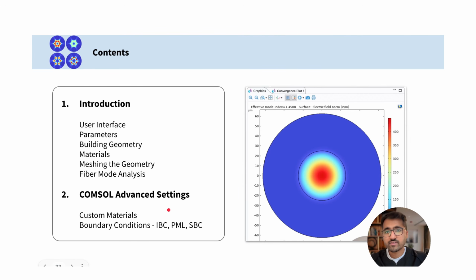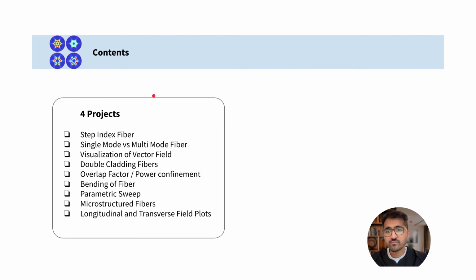And in the second section, we talk about some advanced settings such as building custom materials and boundary conditions such as impedance boundary condition, perfectly matched layer, and scattering boundary condition. And then in the further sections, we have 4 projects. The idea behind these projects is to introduce you to different cases of optical fibers and at the same time provide you with unique skills related to COMSOL.